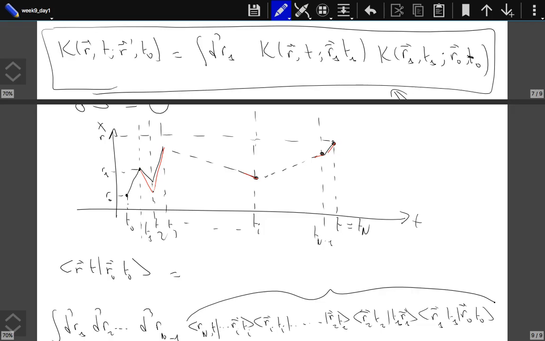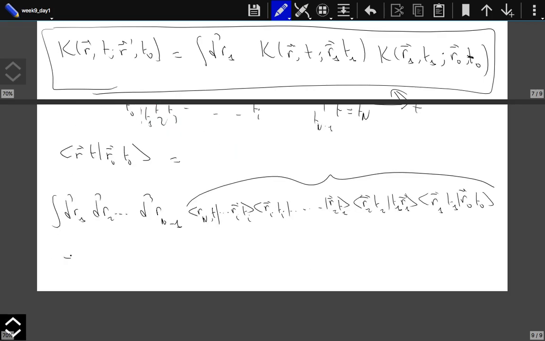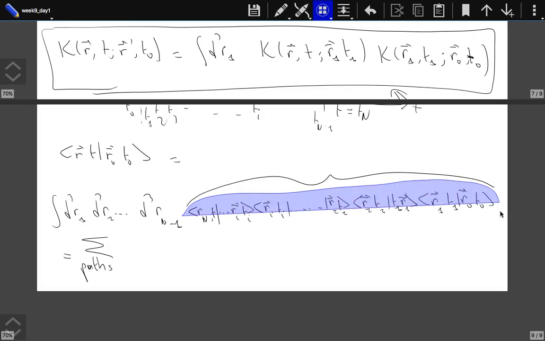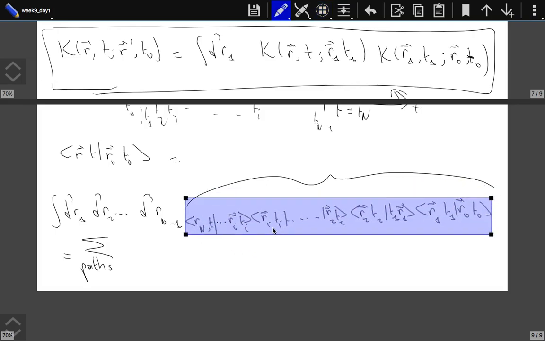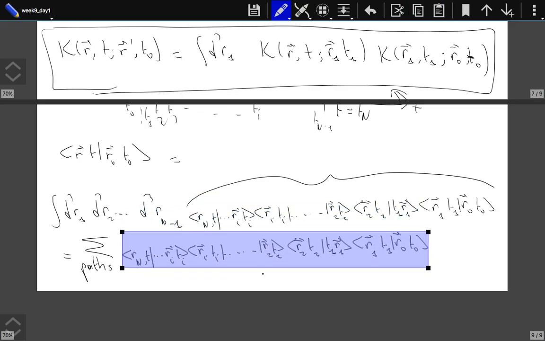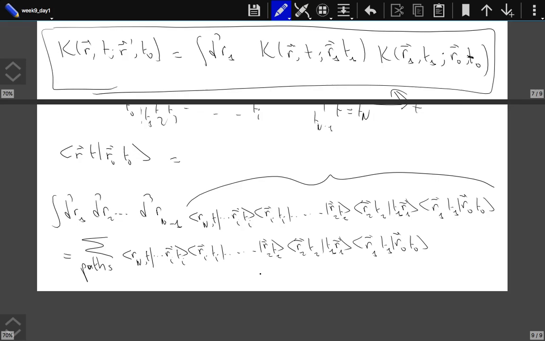Changing the values of ri's at different times just corresponds to changing my paths. And each path has this value, and I'm summing over all possible paths. So that's why I write this as equal to the sum over all paths of this product. This is what we mean by path integral.